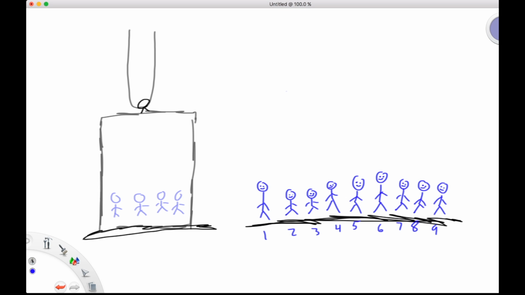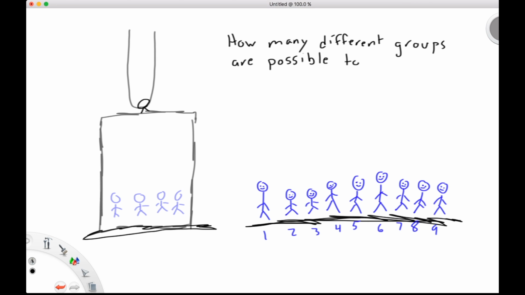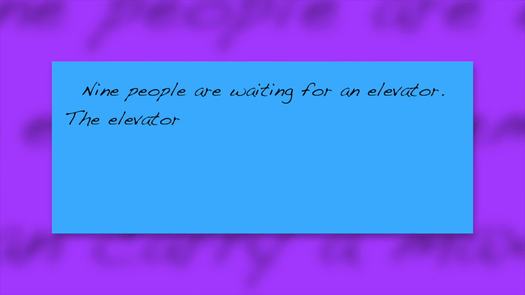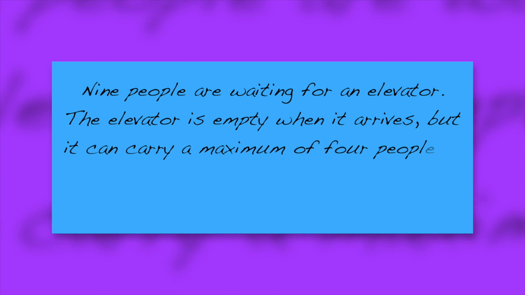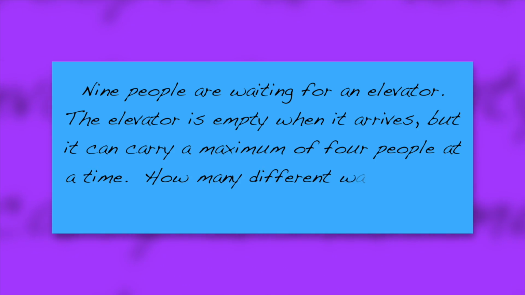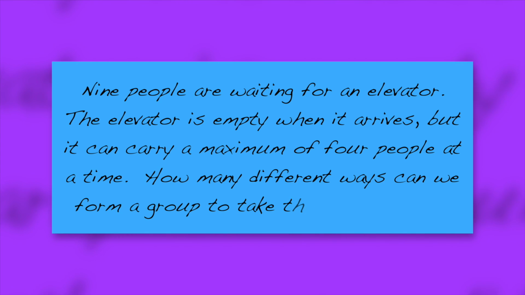Our goal is to determine how many different groups are possible to ride up this elevator on the first ride up. But let's take a closer look. 9 people are waiting for an elevator. The elevator is empty when it arrives, but it can carry a maximum of 4 people at a time. How many different ways can we form a group to take the first ride up?